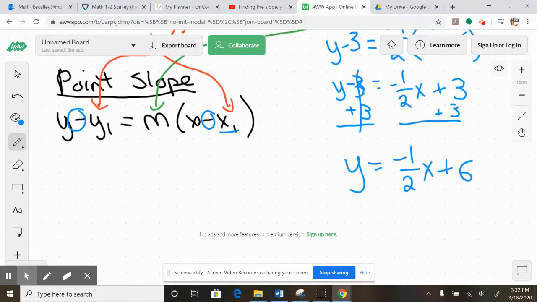So now I know slope is -1/2. I knew that from the beginning. What I now know, what I learned, is the b. I now know the y-intercept is 6. So I gained some information that I did not know before, and now this would be a much easier graph.